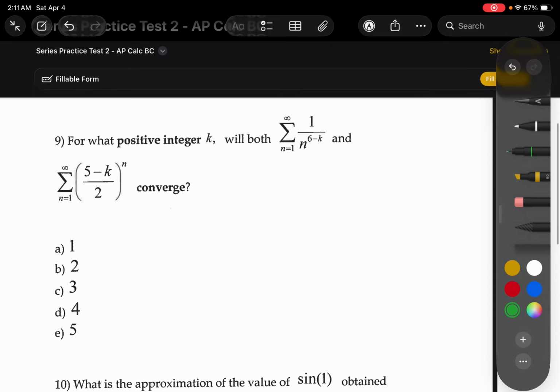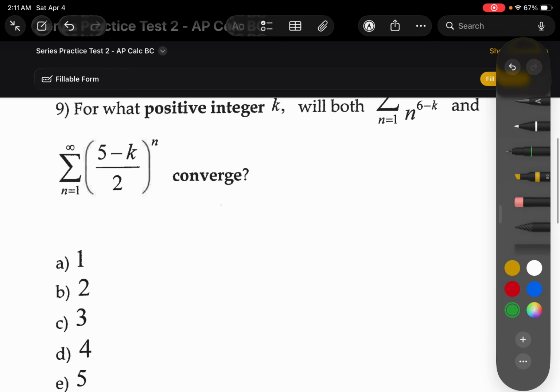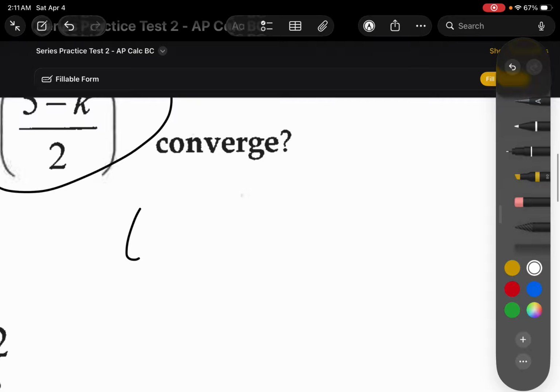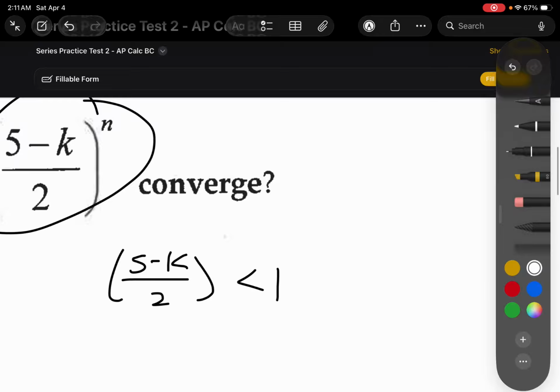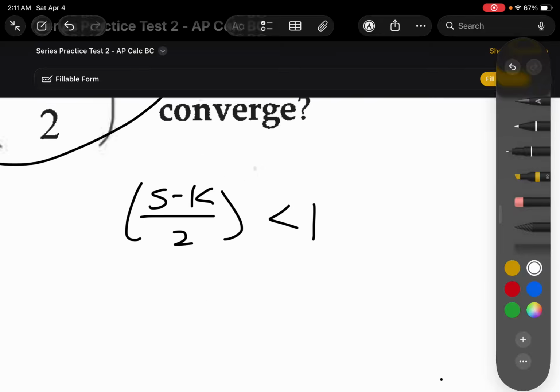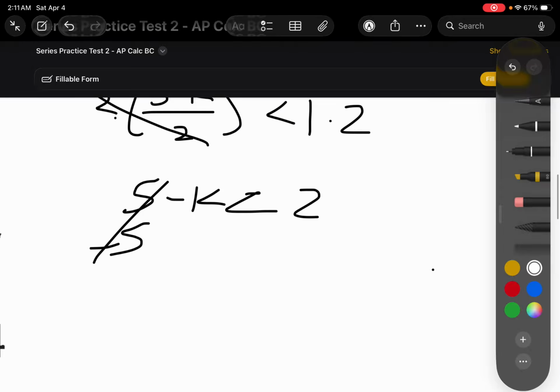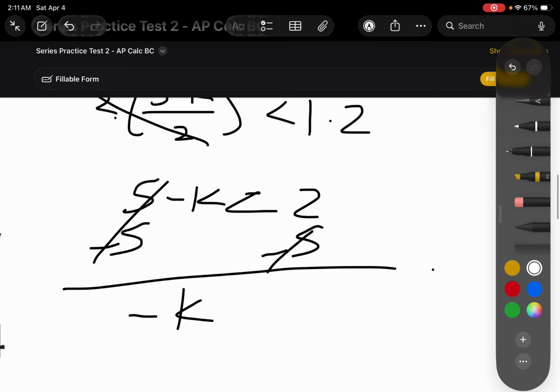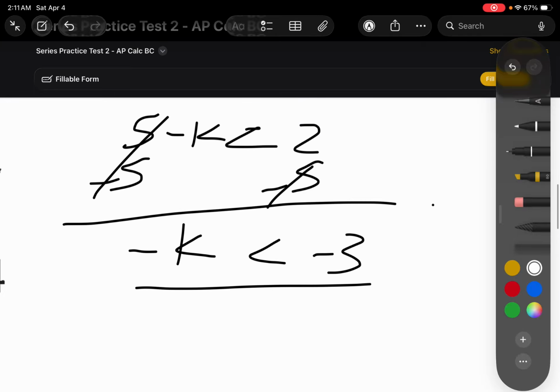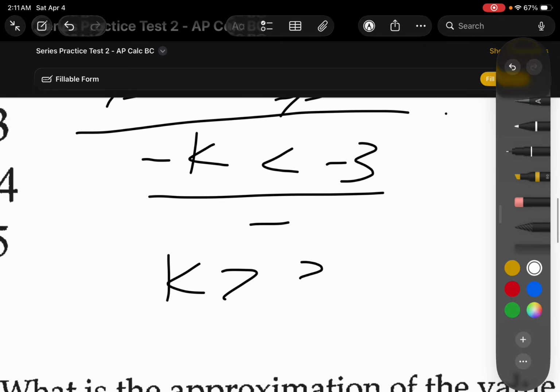Question 9. For what positive integer k will both this and this converge? Let's start with this. This is a geometric series again. And remember that a geometric series converges when it is less than 1. So we're going to find our k value for this. Multiply both sides by 2. 5 minus k is less than 2. Minus 5, minus 5. K is less than negative 3. Divide by negative. K is greater than 3.